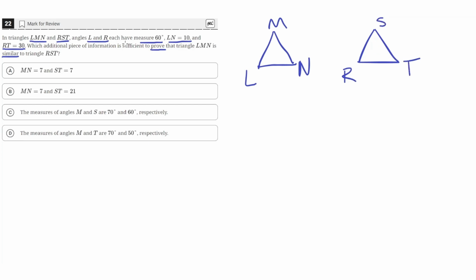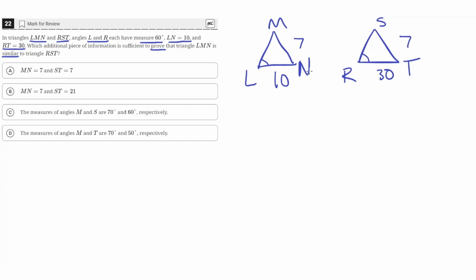Angles L and R are both 60 degrees, so this and this are the same angle. LN and RT are 10 and 30, so LN is 10, RT is 30. What additional piece? Okay, so answer choice A says that MN equals 7 and ST equals 7.